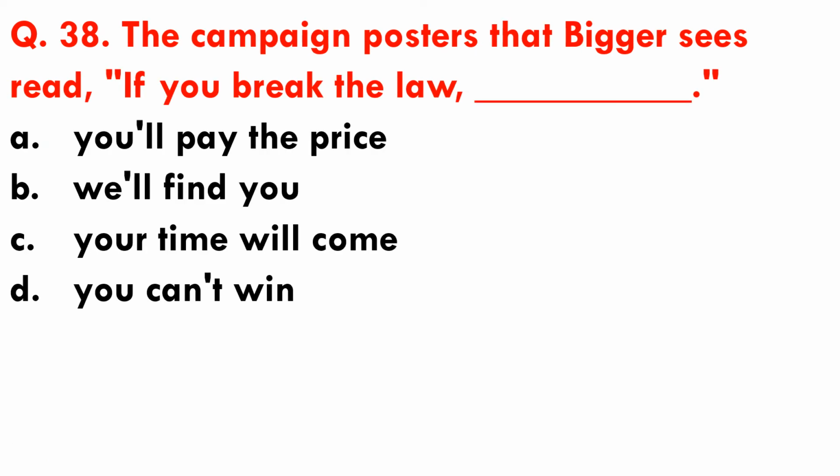Question number 38. The campaign posters that Bigger sees read, "If you break the law," dash. Options are A. You will pay the price, B. We will find you, C. Your time will come, and D. You can't win. So here the correct answer is option D. So what was the slogan on that poster? If you break the law, you can't win. So option D is the correct answer.